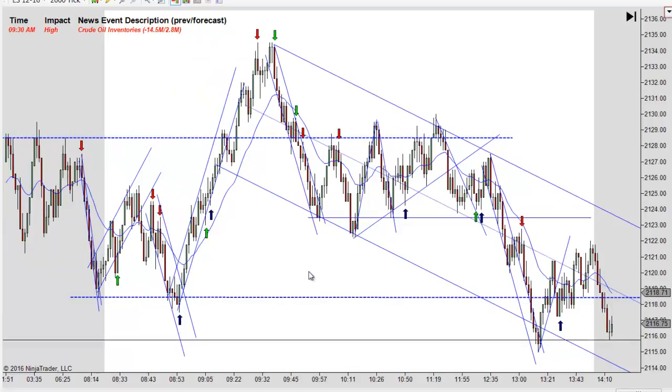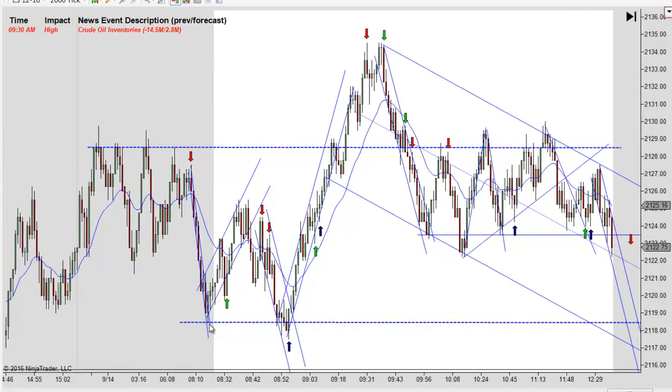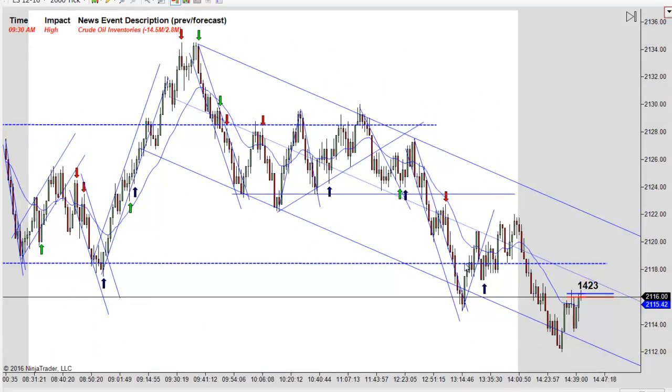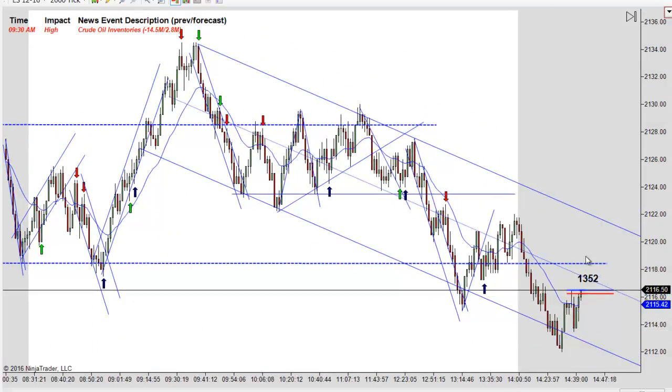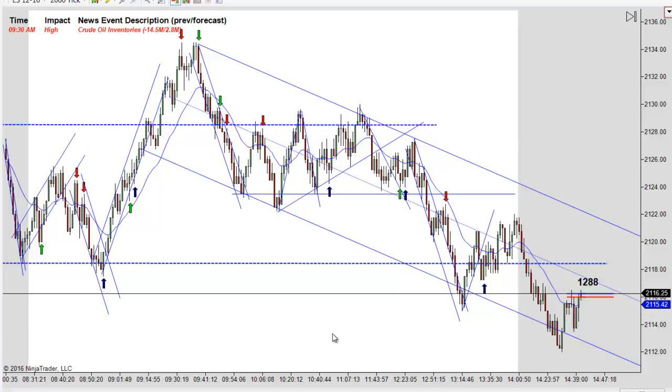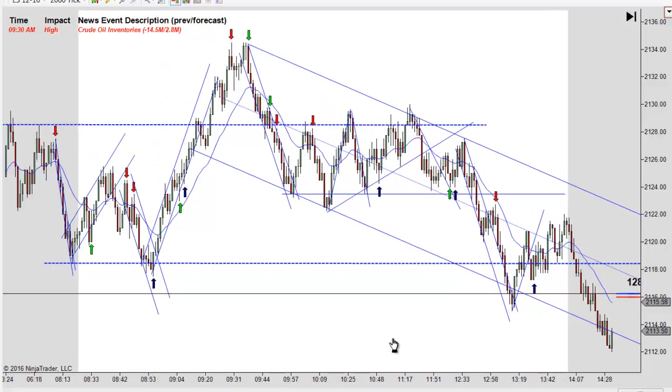You can see that here's your overnight low and your overnight high. And we spent most of the day within that. We're outside of that now, but it looks like we're heading back up. So we're probably going to end up closing within that at some point. So that's what I saw.